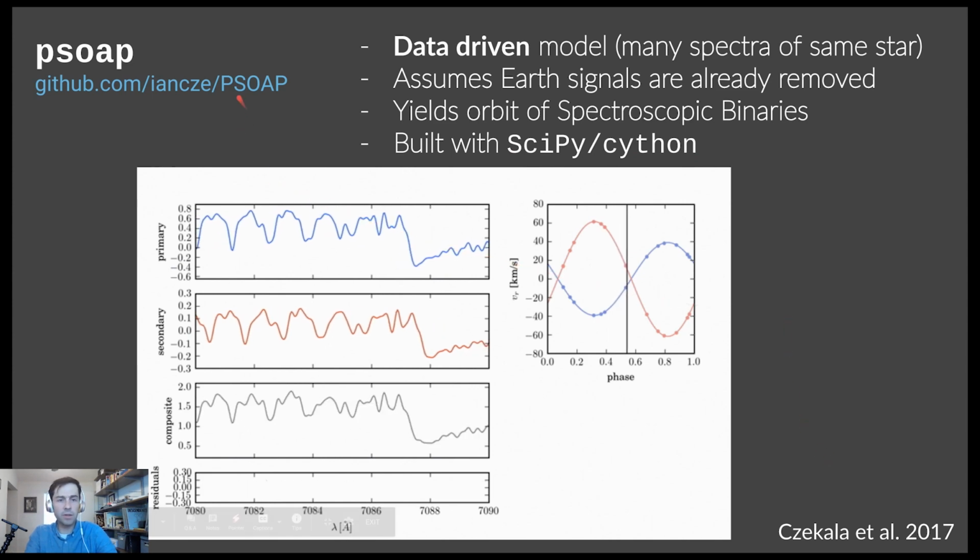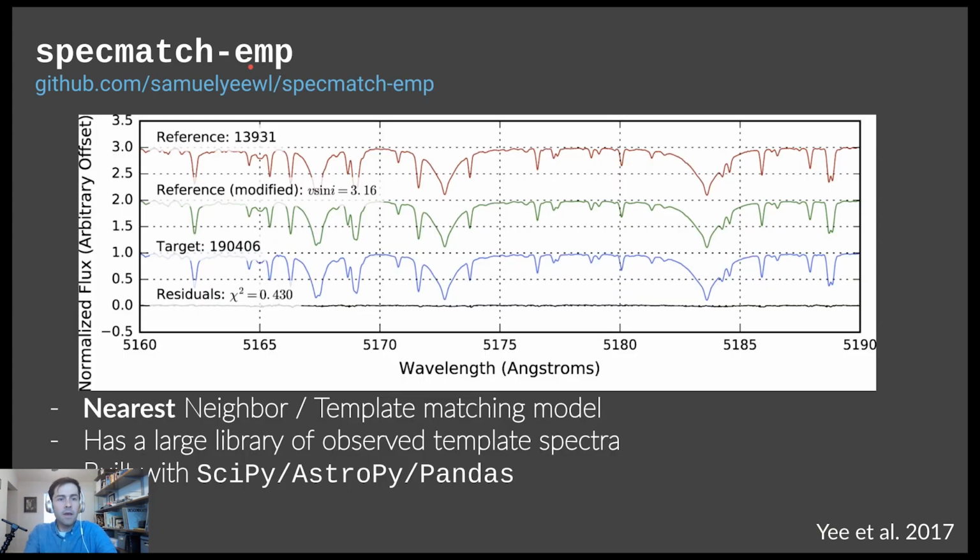It's also publicly available. And lastly, I'll talk about spec match empirical. So this can be thought of as like a nearest neighbor or template matching tool. So you assemble a vast library of precision templates. These would be very high signal to noise spectra with the same resolution as your targets. And basically you just match spectra that look like the one you're interested in. And it works quite well.